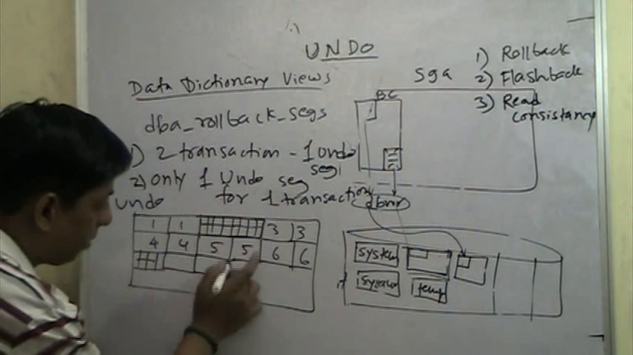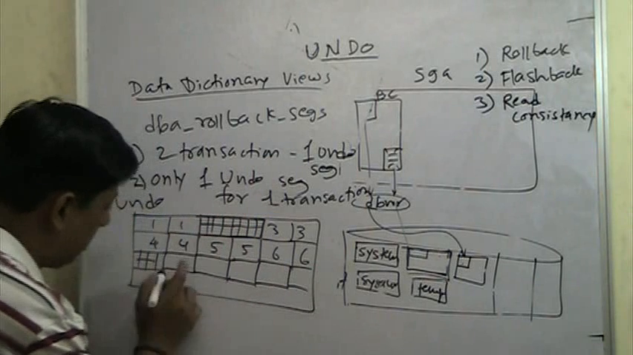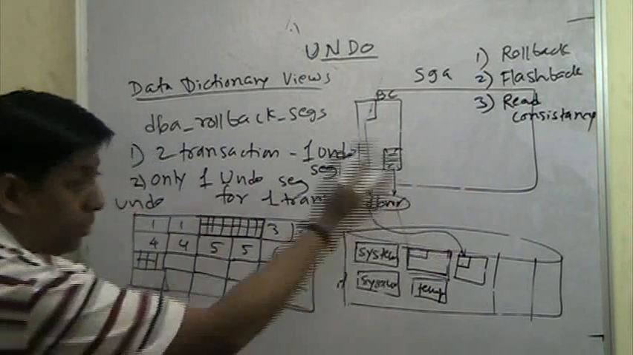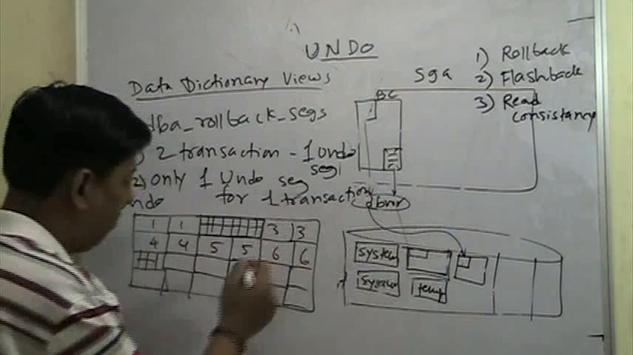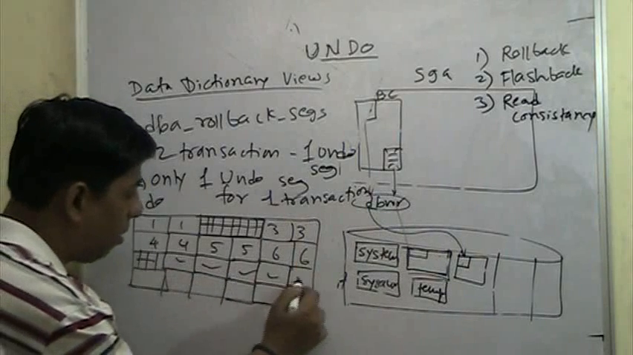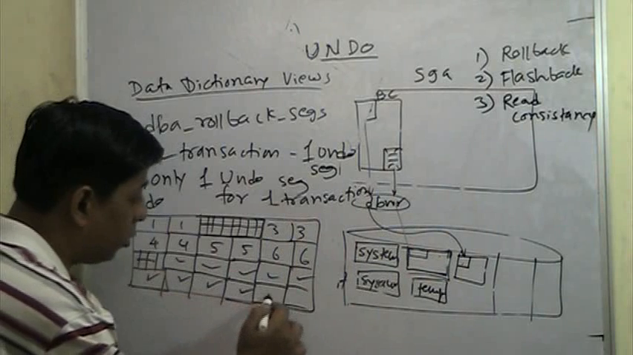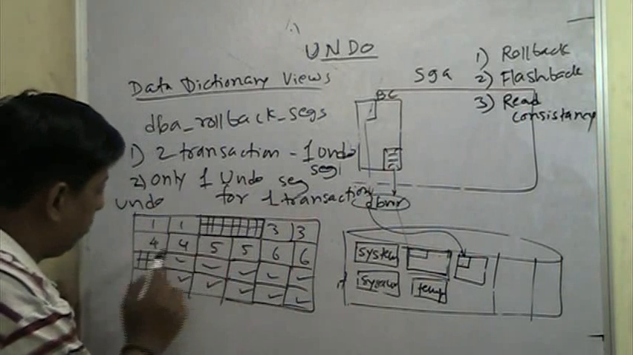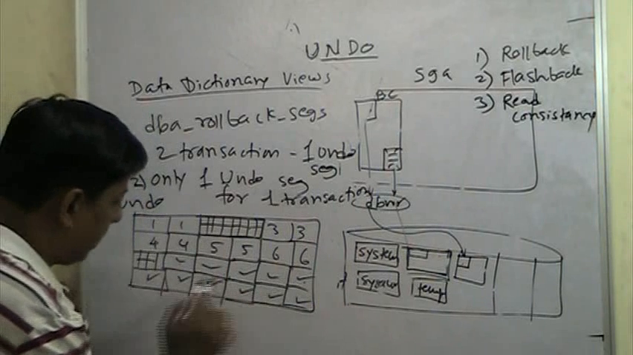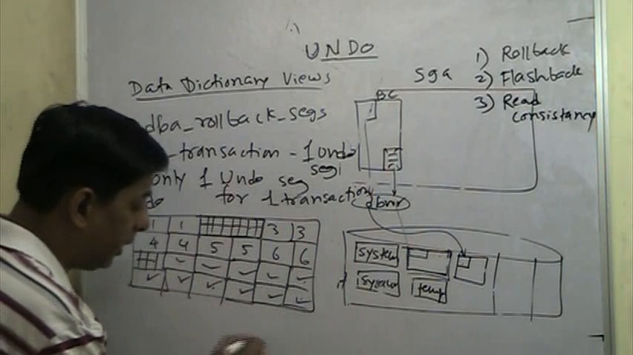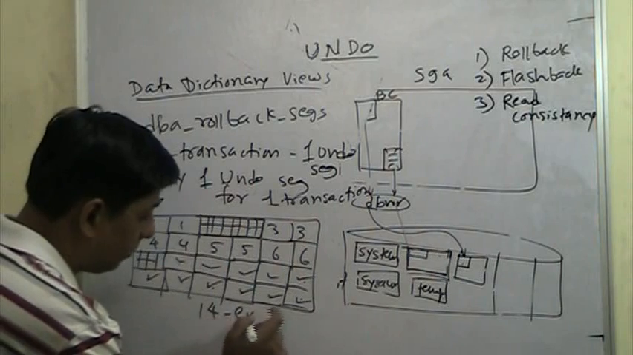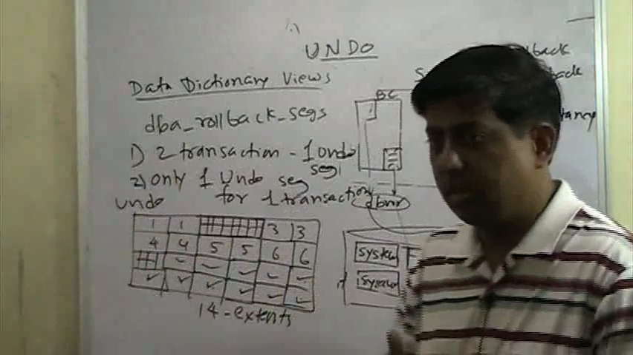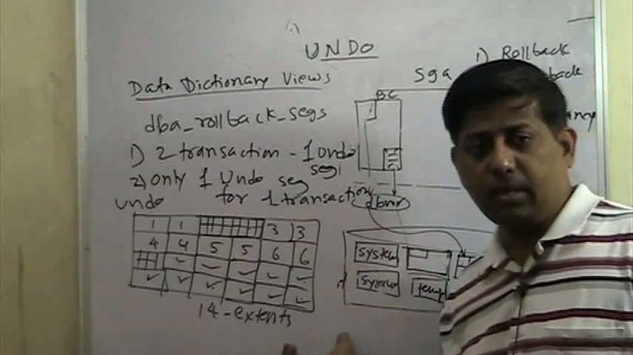It will grow, it will keep on growing here, here, here. The data that you are deleting from that huge table will come here, in all of these. This is all segment number 2. Segment number 2, extent number 1, 2, 3, 4, 5, 6, 7, 8, 9, 10, 11, 12, 13, 14. There are 14 extents now in that second segment.